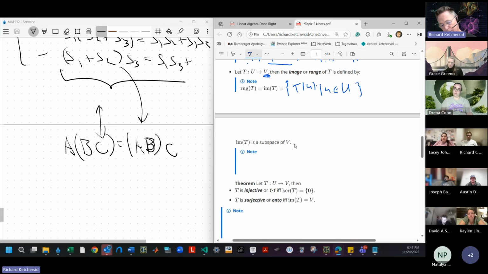Okay, so we say it's a subspace. So I take two things in it, right? So I take V1 and V2. So these are living in V now, V1 and V2 in the range of T. What do I know about V1 and V2? Well, they come from things in U, right? So I know V1 equals T of U1, V2 equals T of U2. I need to show that V1 plus V2 is T of something. What is it T of?